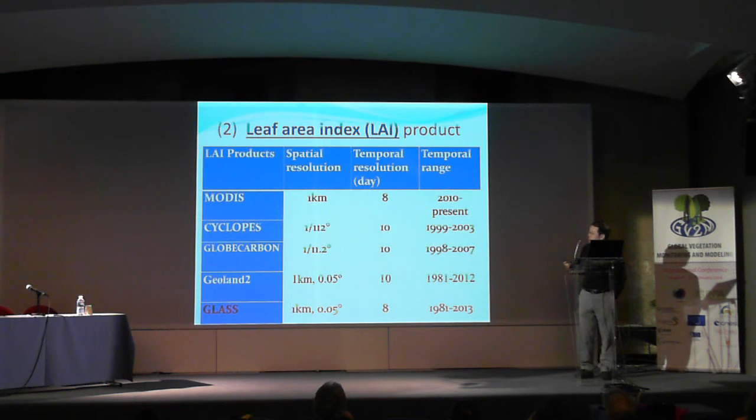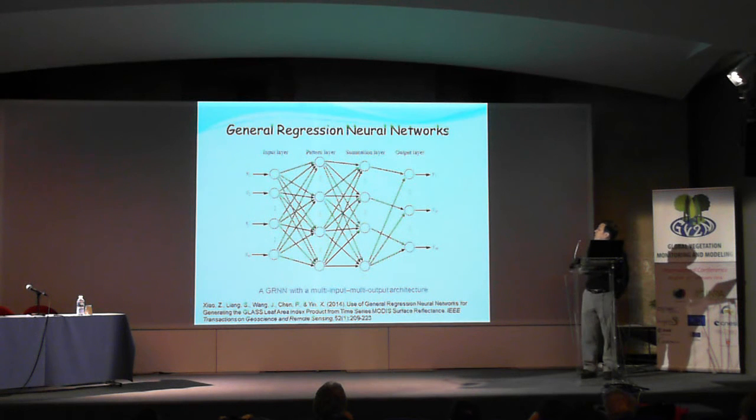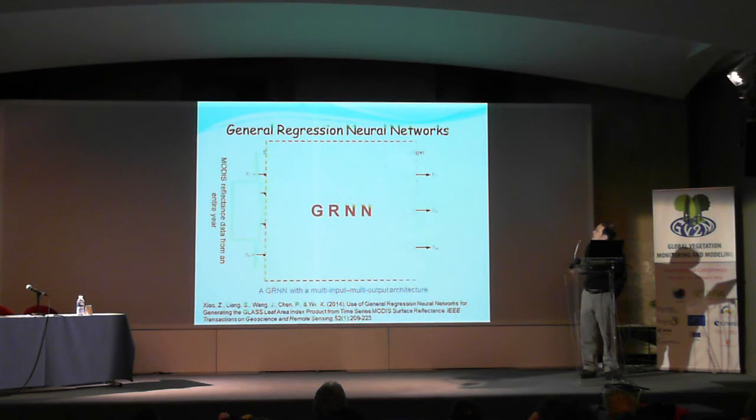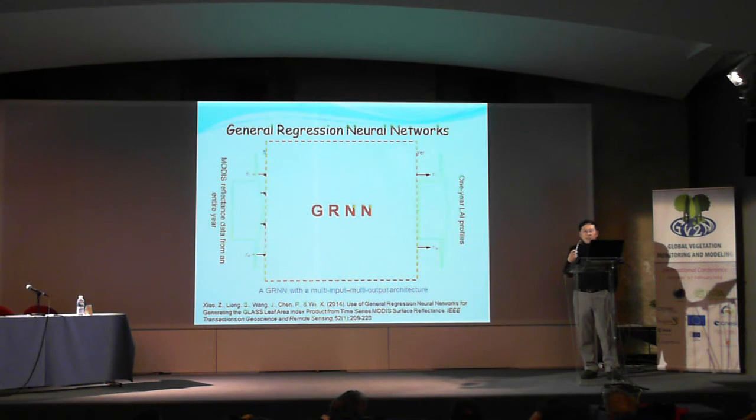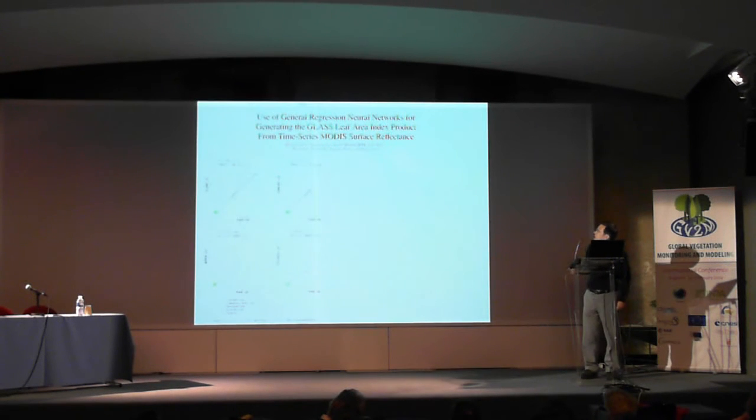The second product is the Leaf Area Index. It has similar spatial and temporal resolution and also covers a longer temporal period. What we did is based on a neural network. A lot of people are using neural networks for producing satellite products, but what we did is a little bit different. We use 1 year of MODIS data or AVHRR data as input to the neural network, and produce 1 year of LAI simultaneously. That way, the generated LAI is much more stable.